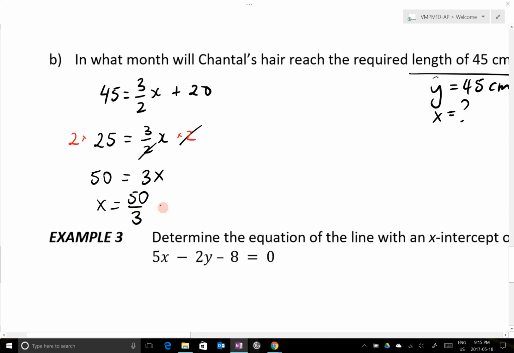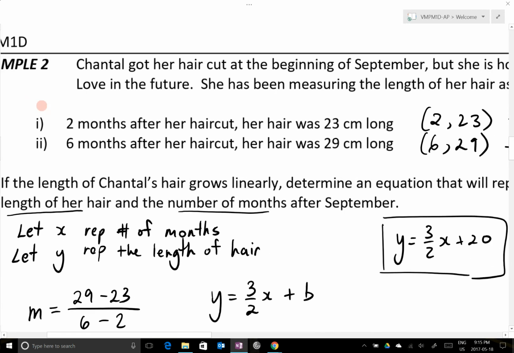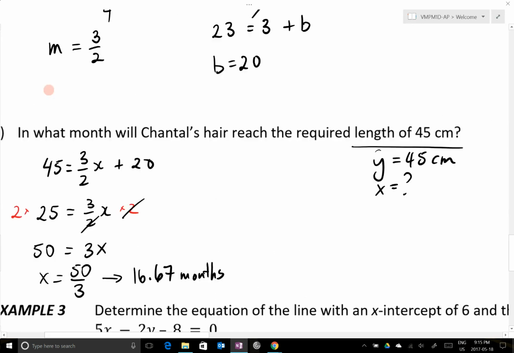Okay, and as a decimal, 50 over 3 doesn't really help us, so I need a decimal, so it's going to be 16.67 months. So Chantal starts in September. Okay, so it says up here, she got her haircut at the beginning of September. So how long will it take to grow back?